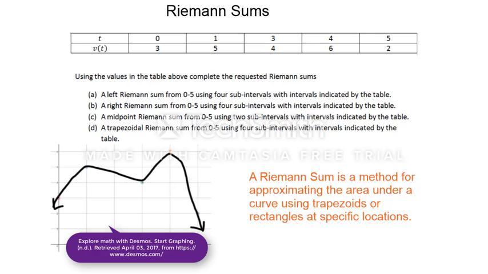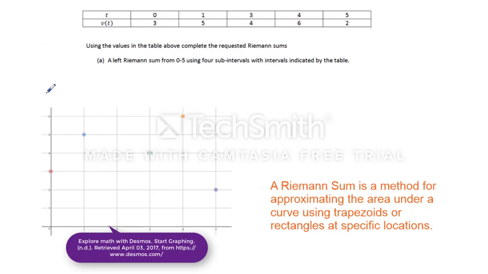So there's different types of Riemann sums that we'll be going over. There's a left Riemann sum, there's a right Riemann sum, midpoint, and finally trapezoidal. The first three are all just going to be using rectangles to approximate the area under the curve. And lastly, as we can probably guess, the trapezoidal Riemann sum will be using trapezoids to do that approximation. So let's take a look at our first objective, which would be calculating the area under the curve using a left Riemann sum from 0 to 5 using the subintervals indicated by the table.